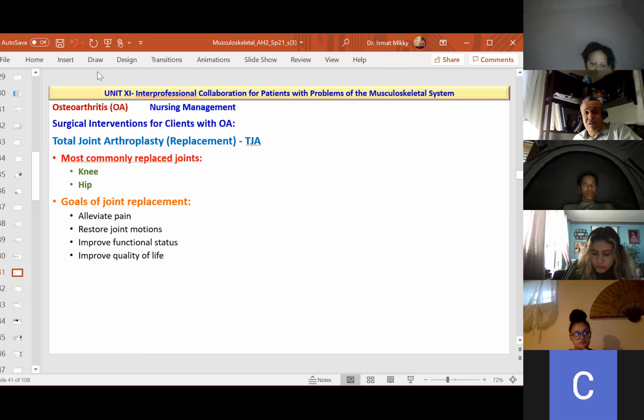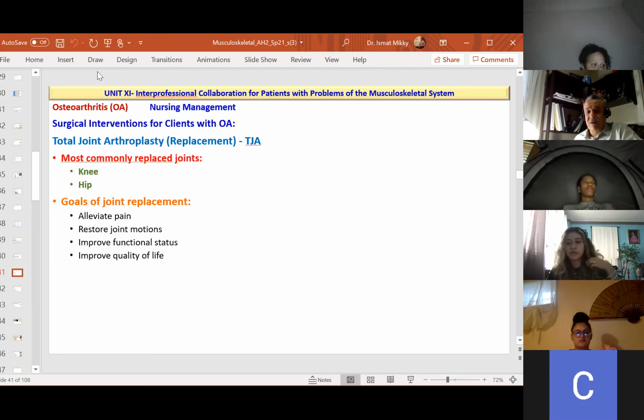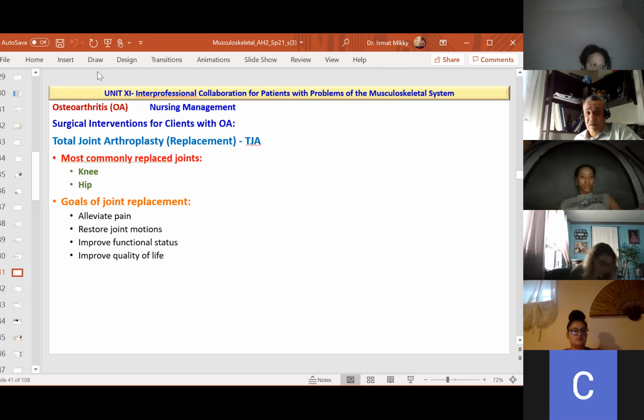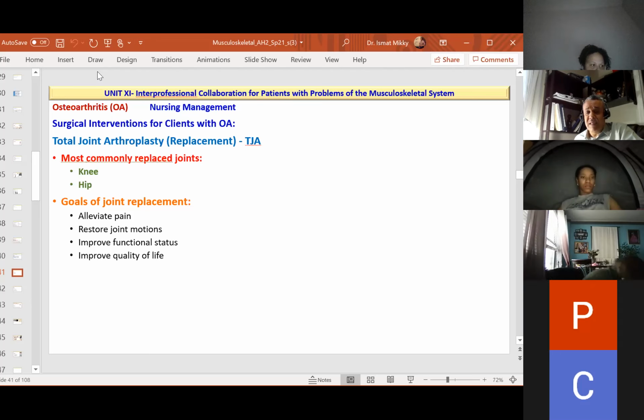The most common procedure, and the optimal and ultimate modality to treat osteoarthritis, especially in severe or advanced cases, is to replace the joint, which is called arthroplasty or replacement of the joint. Now, we said that the most common joints that are replaced would be the knee and the hip.